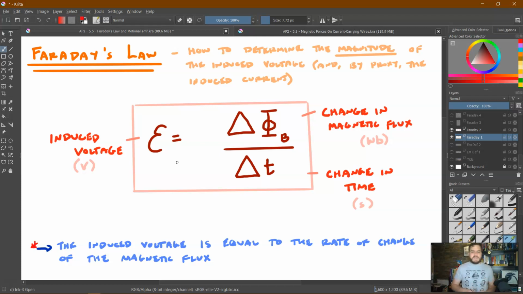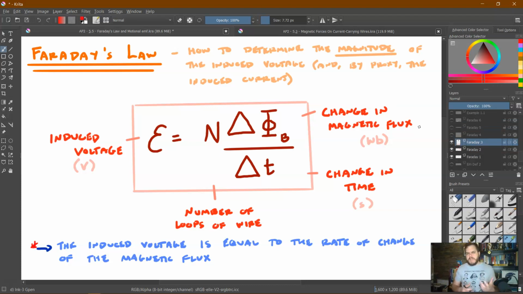delta t is the change in time in seconds. Now, a couple things we want to add here. This is actually the induced voltage in a single loop of wire, but if we have multiple loops of wire, we need to multiply by some constant n, where n is the number of loops. So 2 loops would be 2, 3 loops would be 3, etc.